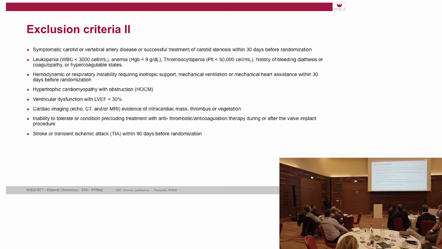Any evidence of thrombus, intracardiac mass, vegetation, endocarditis, for sure the patients are going to be excluded. It makes sense. If the patient has any contraindication to antiplatelet or antithrombotic treatment, they are going to be excluded. And for stroke, we require that the occurrence is above 90 days before randomization.